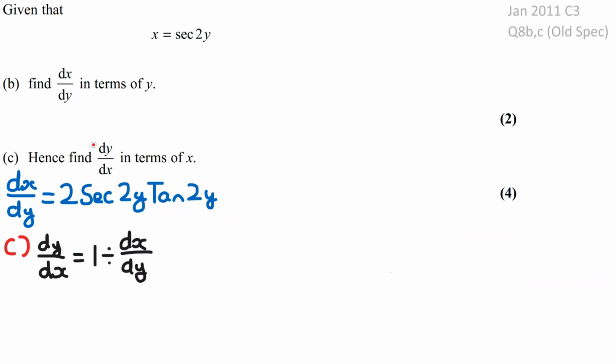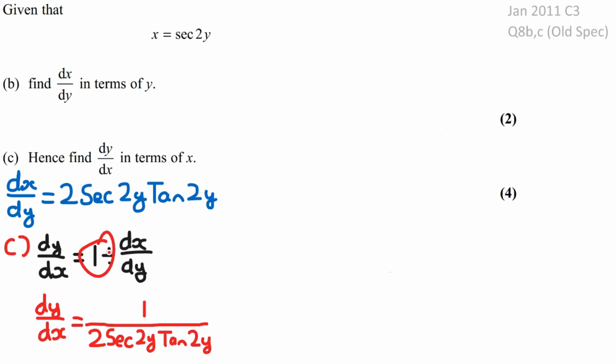And then for the next part, we need to find dy over dx in terms of x. Now, we've already talked about in this video that the relationship between dy over dx and dx over dy is this here. And as we have an equation for dx over dy, we can find dy over dx as 1 divided by this here, so 1 over 2 sec of 2y tan of 2y. So we found dy over dx, but the issue is we need to find it in terms of x, and at the moment we have it in terms of y.